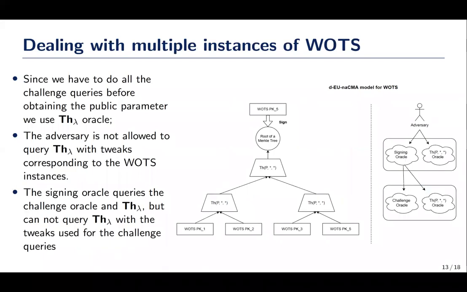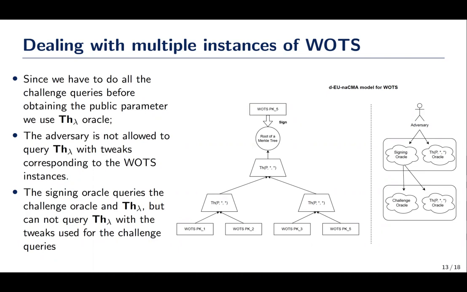Another underlying problem in proving SPHINCS+ is that, again, in SPHINCS+, we have multiple instances of WOTS, and they all share the same public parameter, and some of them are used to sign messages which are dependent on the WOTS public keys of other instances. And since we don't know the public parameter until we place all the challenges, we cannot compute those dependencies just as it is.